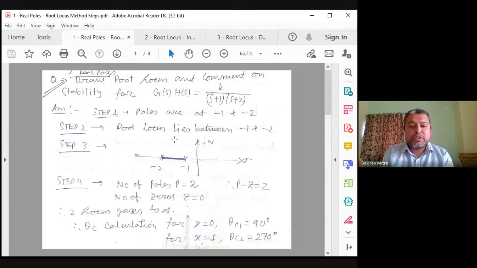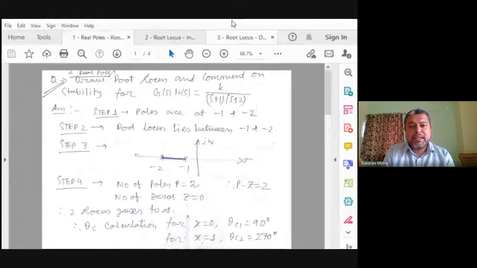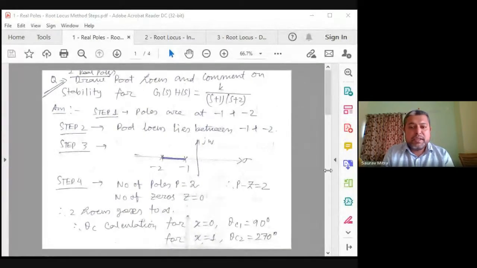The root locus for this will be a line parallel to the j omega axis, at -1.5 plus minus j omega, going towards infinity. Now this same plot we are supposed to find using the root locus method, that is, the standard root locus procedure, and we are learning all this procedure.